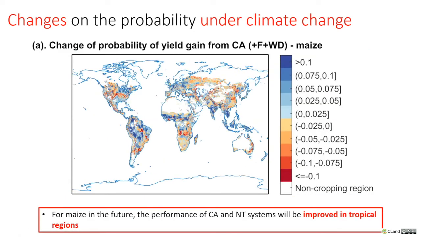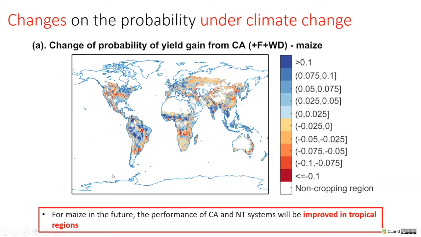As for the impact of climate change on the performance of CA, we show that here. The bluish color indicates the probability of yield gain is increased in the future, and the reddish color is decreased in the future. Here the current scenario we set is the average climate condition between 2011 to 2020, and the future scenario is the average climate condition of 2051 to 2060.